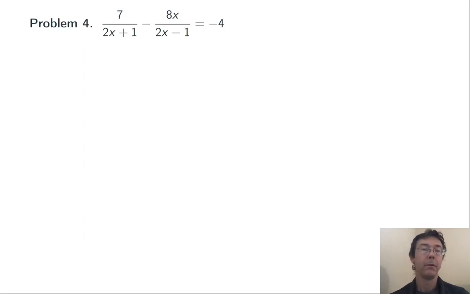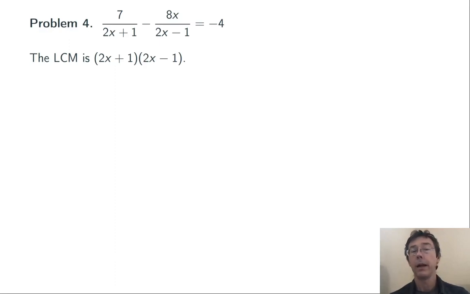Let's do one more problem. 7 over 2x plus 1 minus 8x over 2x minus 1 equals negative 4. So the LCM is going to be 2x plus 1 times 2x minus 1. We multiply the entire equation by that. Let's do it a little faster this time since we've already done 3 examples.